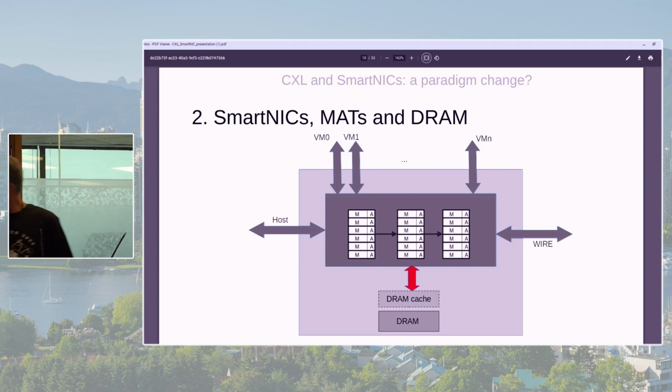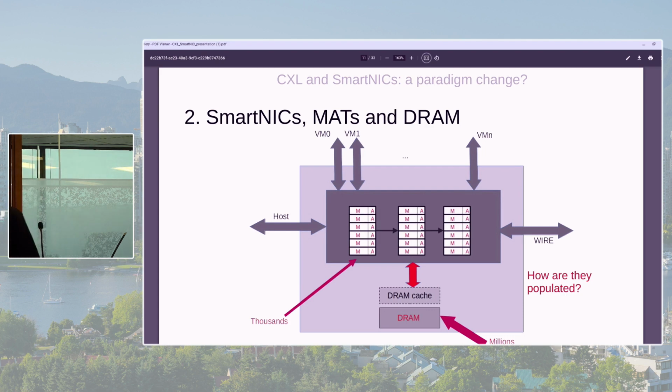So I'm not interested in this square because this is the switching logic. This is the secret sauce that every vendor implemented in a specific way. I'm not going to talk about that. This is also where P4 supposedly can help for implementing this pipeline of match and action tables. What I'm interested in is this communication and how these tables and this DRAM are going to be populated. Okay, that is what I'm interested in and what this talk is about.